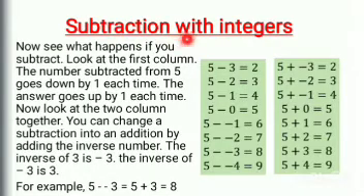Now let's look at subtraction. This is subtraction with integers. See what happens if you subtract. Look at the first column. The number subtracted from 5 goes down by 1 each time, then the answer goes up by 1 each time. You can see that the reverse is the case. And that's why we are having 5 minus 3 is equal to 2. 5 minus 2 is equal to 3.